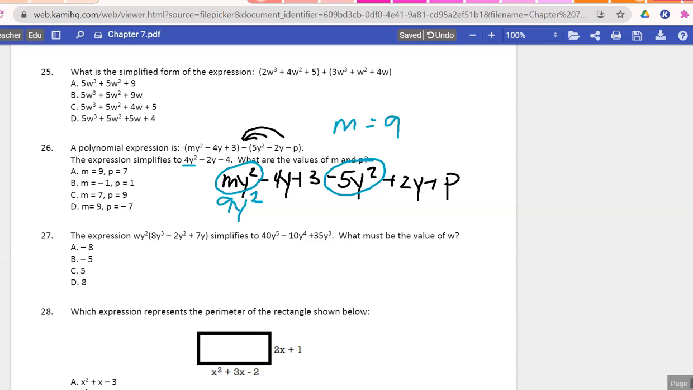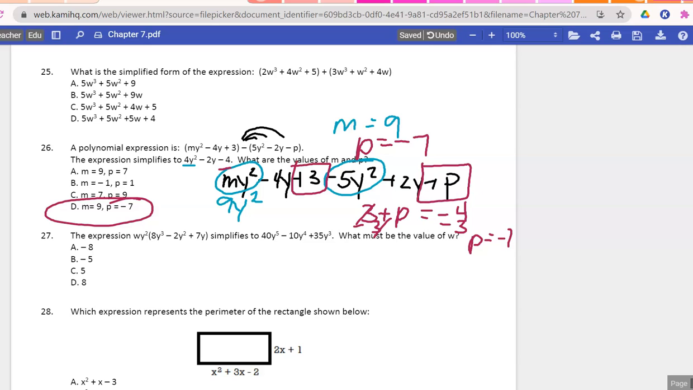And you have positive 3 and positive p, and you end up with negative 4. So 3 plus p equals negative 4. 3 plus what number gives you negative 4? You can think about it that way, or you can just subtract the 3 from both sides. This guy goes away, and you end up with p equals negative 7. So m equals 9, p equals negative 7, which is answer choice D.